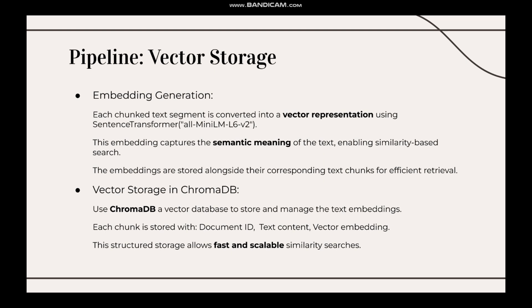To help build the vector database, we use ChromaDB to store and manage the text embeddings. Each chunk is stored with the document ID, text content, and vector embedding. This structured storage allows fast and scalable similarity searches.